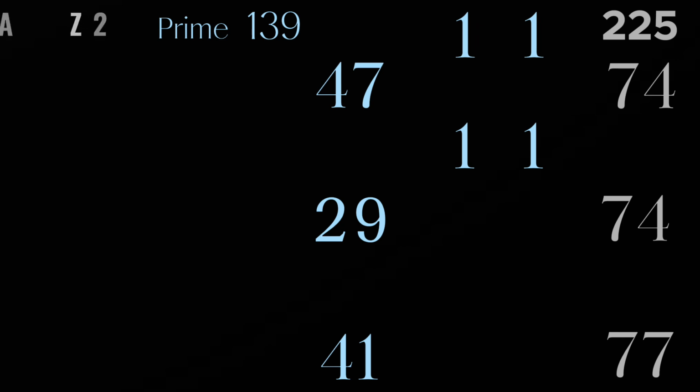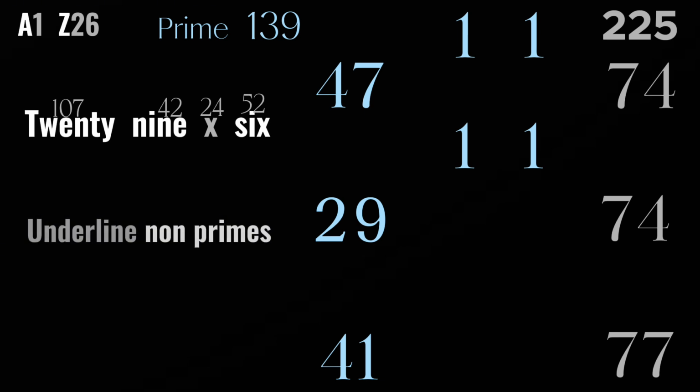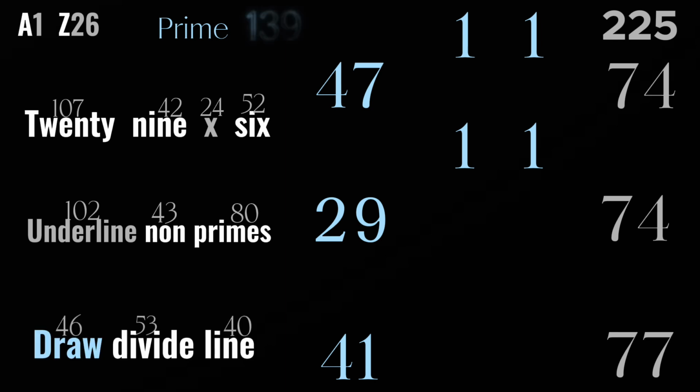Using the straight alphabet, A through Z, let's verify these words. In the beginning we multiplied 29 and 6 to produce the Codex. Let's verify this. 29 times 6 equals 225 when added. Let us verify the non-primes to make the branches from the letter E. Underline non-primes equals 225 when added. Lastly, let us separate the primes and non-primes by drawing a divide line. Draw divide line equals 139.